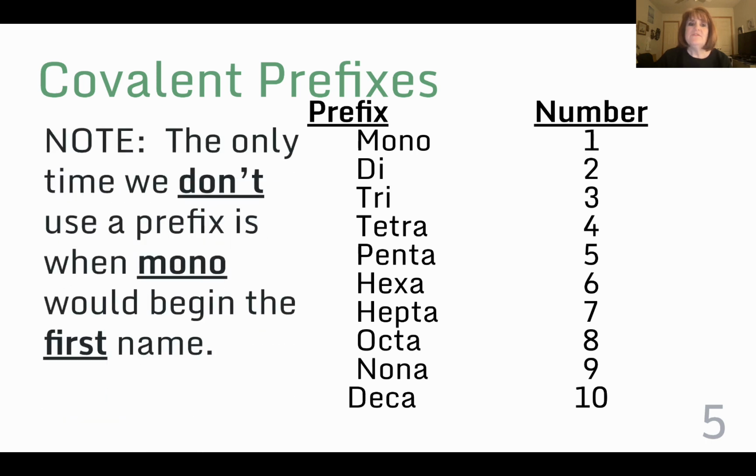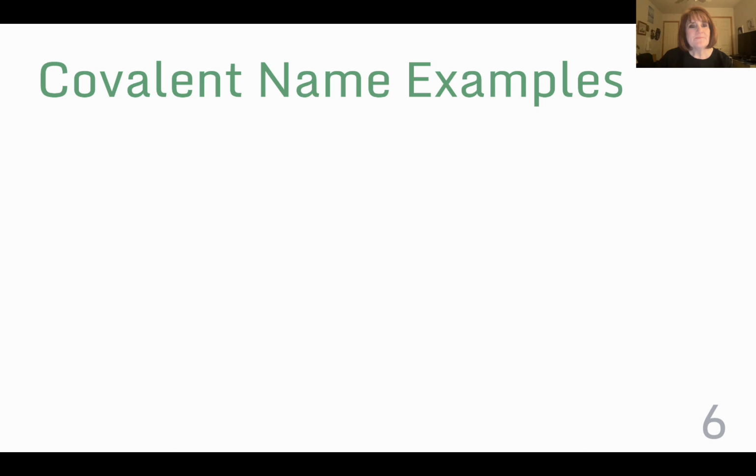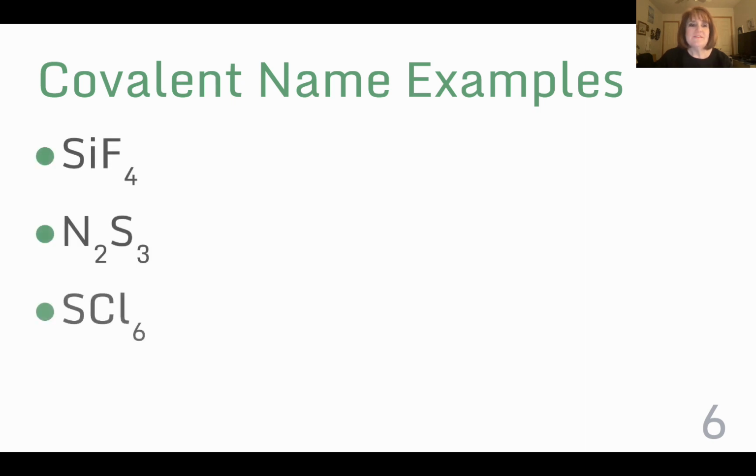The only time we don't use a prefix is if the first name would begin with mono, we don't use it. Otherwise, all covalent compounds have prefixes on the first and last name. So here are some examples. SiF4, N2S3, SCl6, P2O5. We know that these are covalent because they're all non-metals. So when we go to name them, you're going to feel like you're naming a dinosaur.